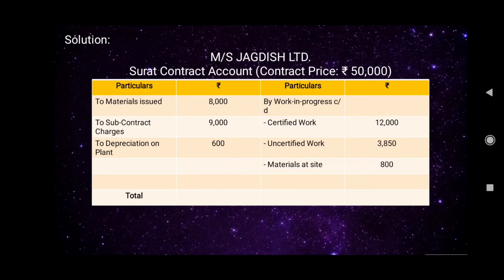So let us take the total of both the sides, which is 17,600 on the debit and on the credit side. So the balancing amount which is coming on the credit side will be termed as profit and loss account, which is 950.